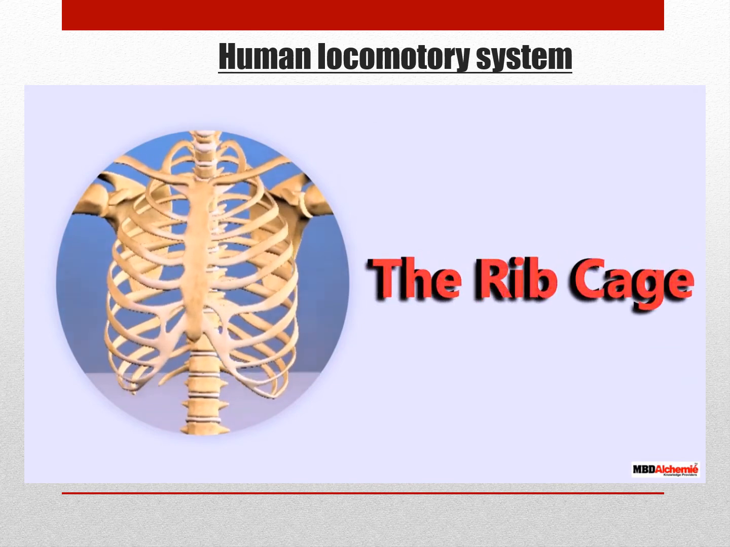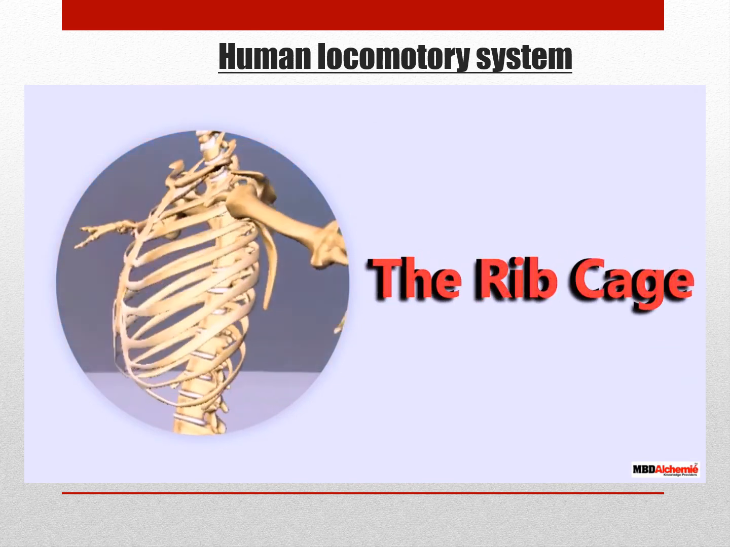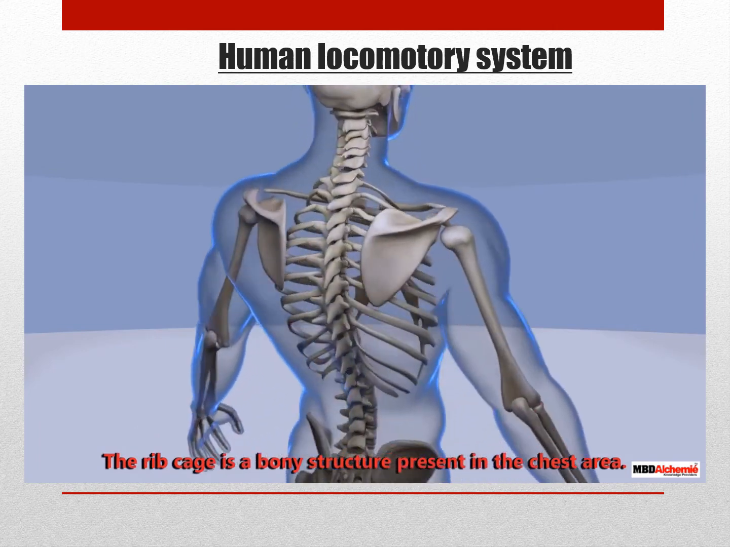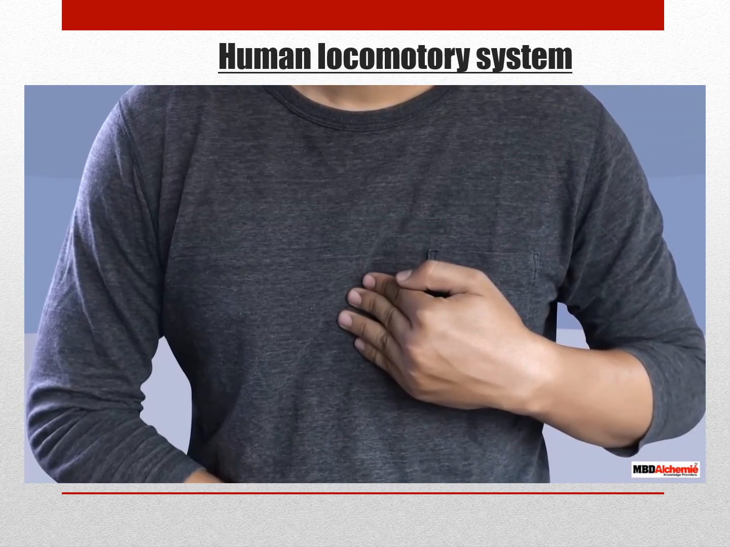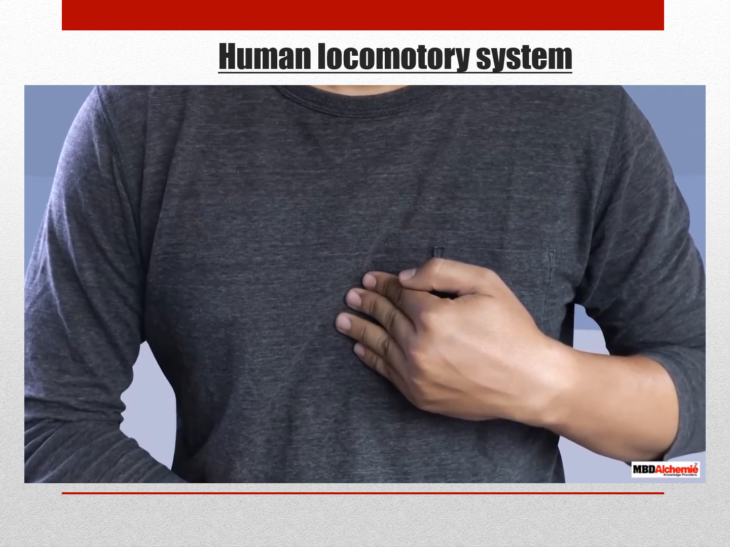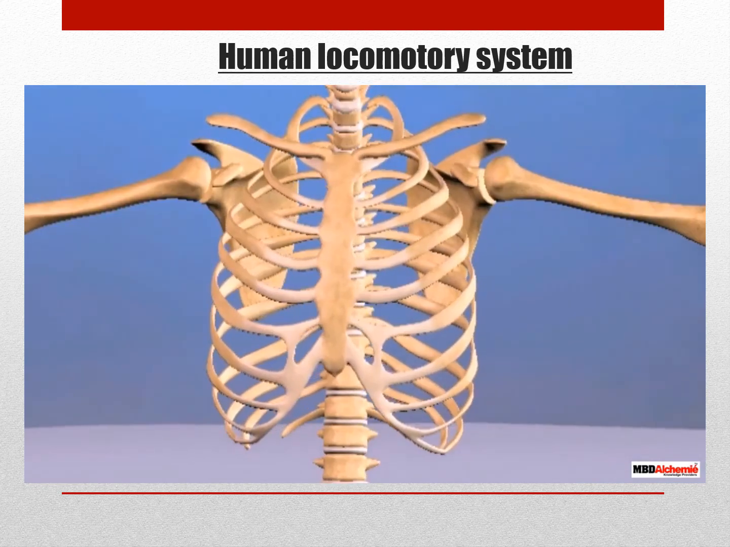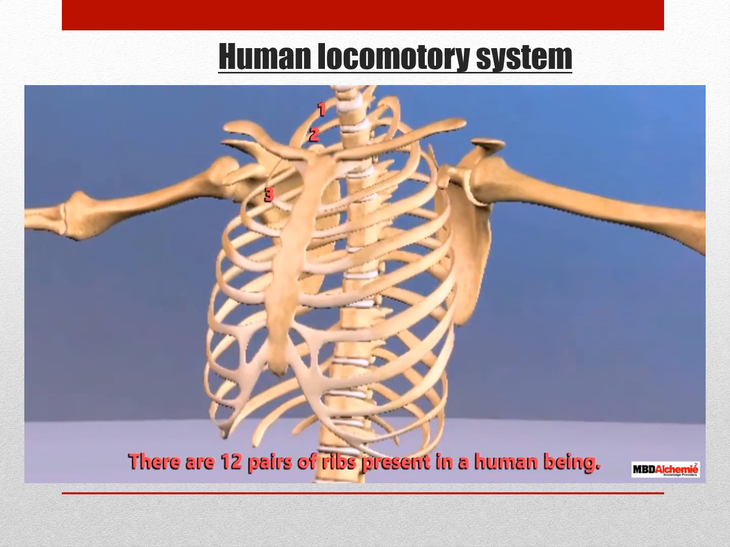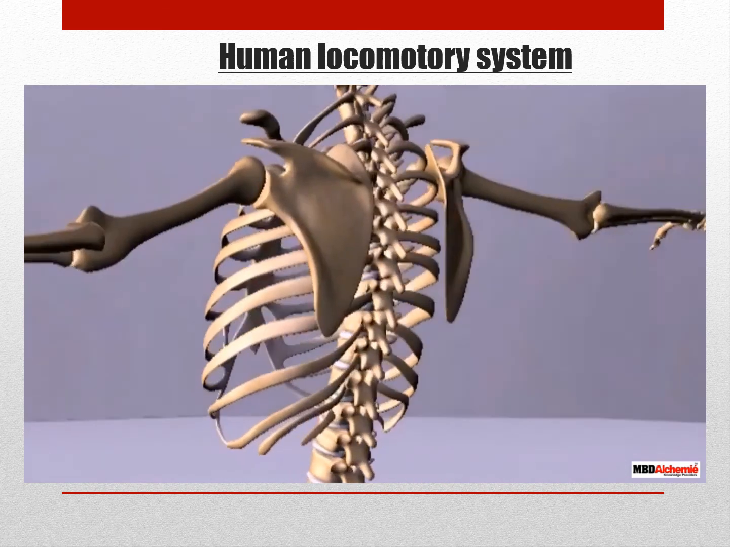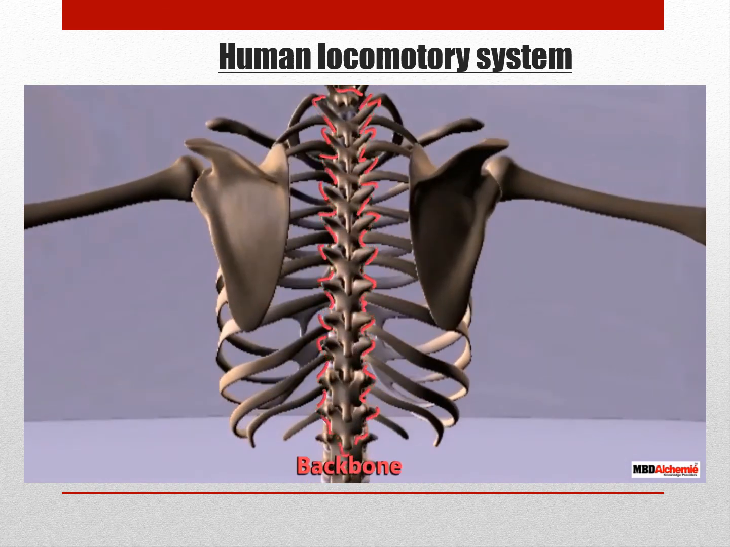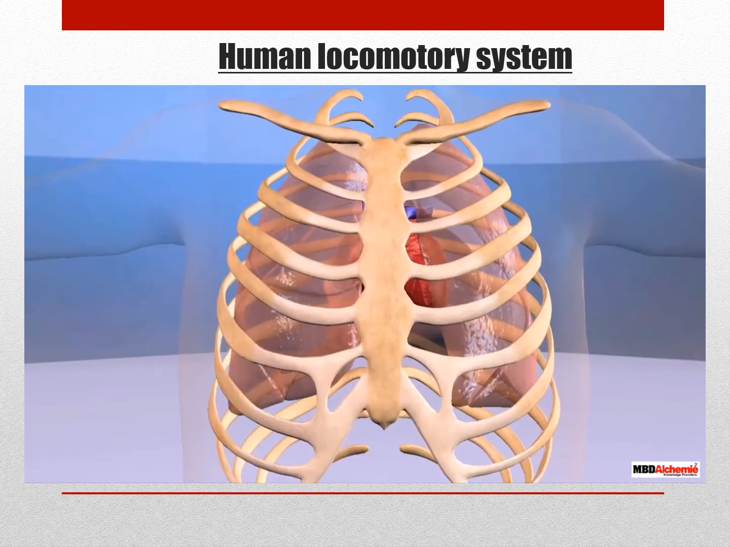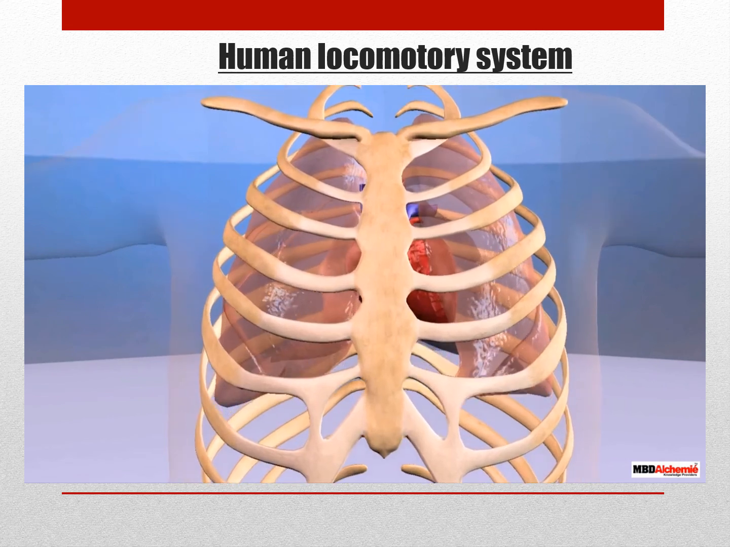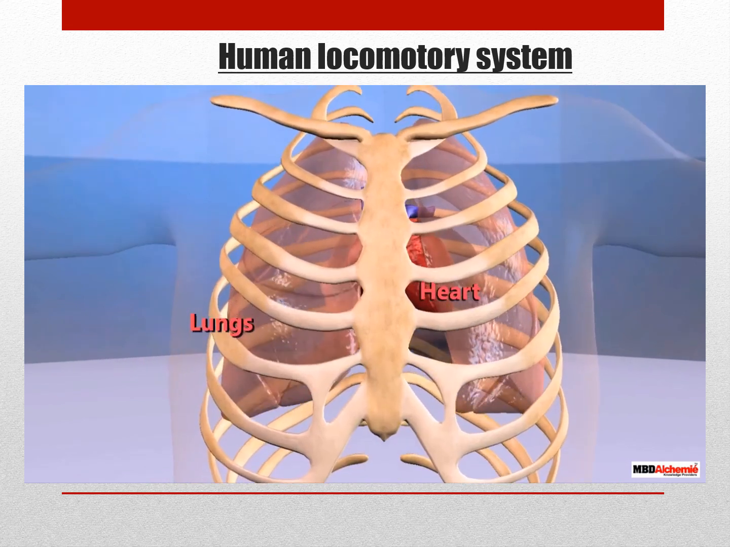The next part of the skeleton is the rib cage. The rib cage is the bony structure present in the chest area. You can easily feel it each time you keep your hand on your chest. The ribs are curvy in shape. There are 12 pairs of ribs present in a human being. The ribs are joined to the backbone on the back and the breastbone in the front. The rib cage protects many important internal organs such as heart and lungs.